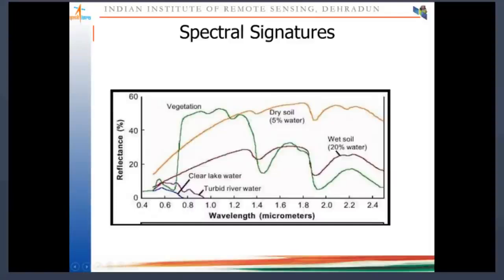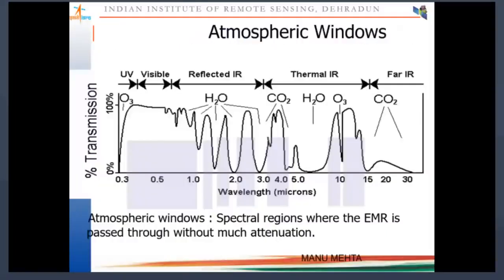As a result of absorption of radiation by the atmosphere, we are left with atmospheric windows. Let's try to understand with the help of this graph here. You can see on the x-axis I've plotted the wavelength. On the y-axis you have transmission. Transmission increases from 0 to 100% as you go up the y-axis.